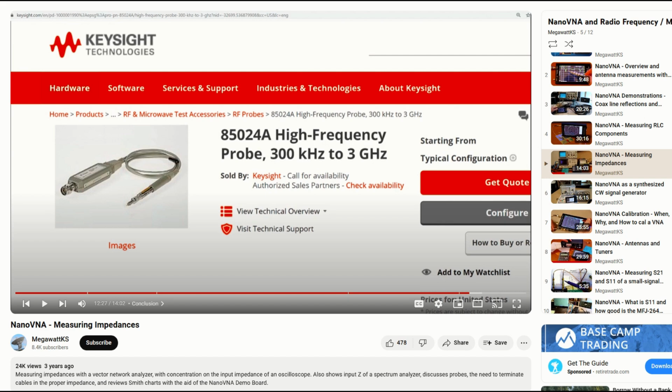Fortunately, there is a solution to this problem in the form of what are called active RF probes. This is an example from Keysight Technologies. We had a couple of these in our lab at the university. The loading was about 0.4 picofarads in parallel with 100 k ohms.